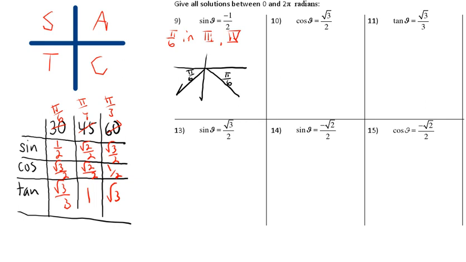So how about anybody? What's my third quadrant answer going to look like? 7 pi over 6. Good, 7 pi over 6. After 6 pi over 6, I'm 1 pi over 6 after, so that makes it 7 pi over 6 radians. And how about my fourth quadrant answer? 11 pi over 6. Good, 11 pi over 6.